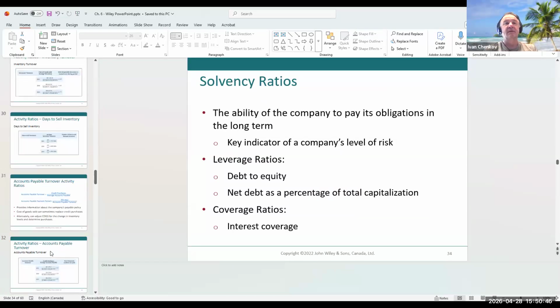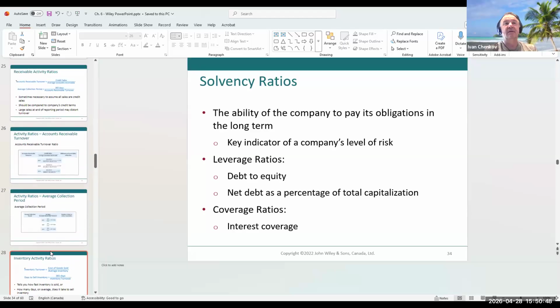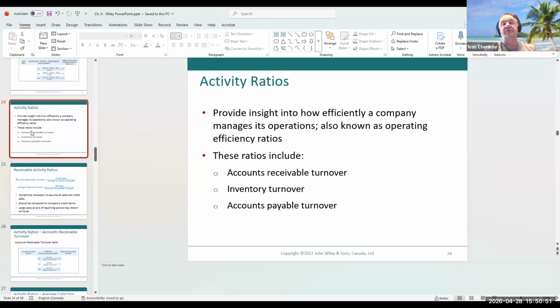Again, those are the activity ratios. Those are the ratios that I'm going to test you on in the quiz on May 7th: accounts receivable, inventory turnover, and accounts payable turnover. You have to know how to calculate those 3 ratios, what they mean, and how to interpret the numbers. What is good for you, what's not good for you. That's where you have to be.